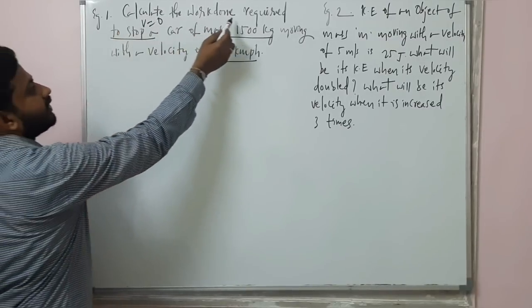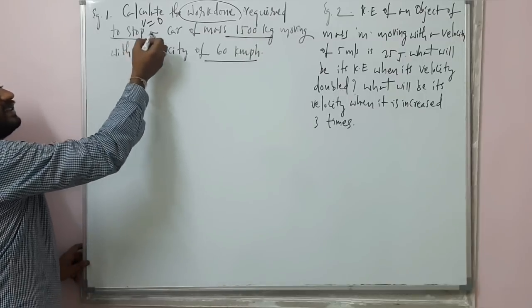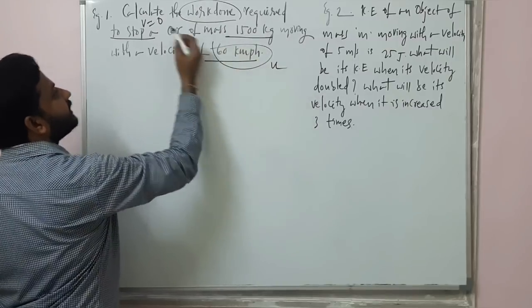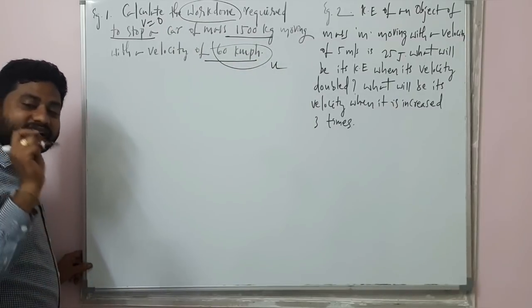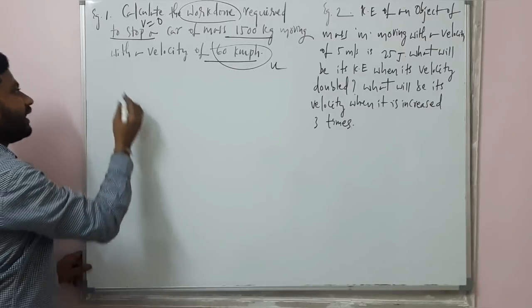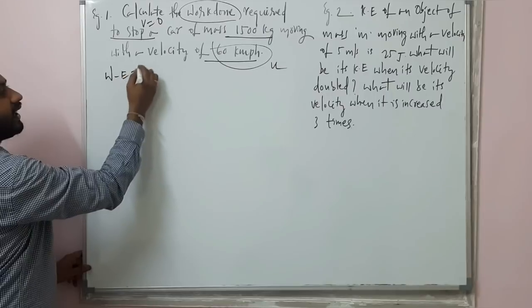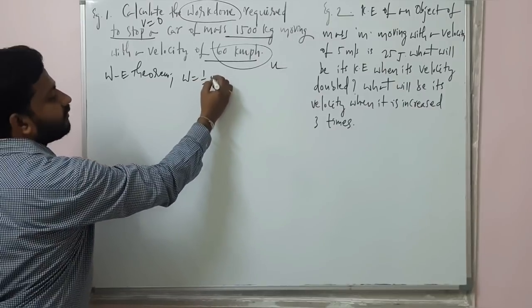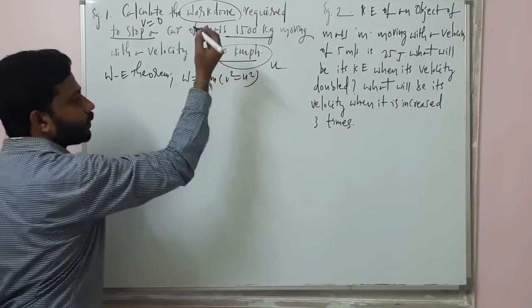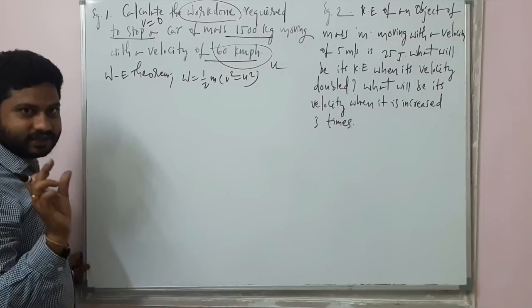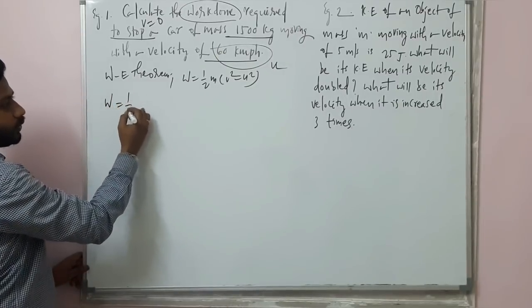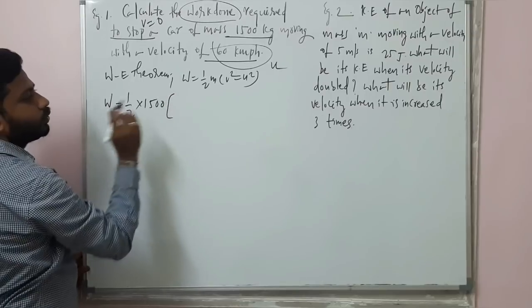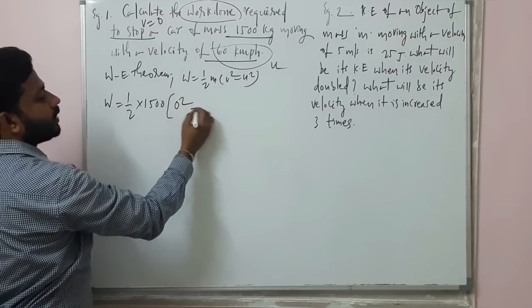We know the formula for the work done when velocities have been mentioned here. Initial velocity is this one and the final velocity is this. When initial and final velocities are mentioned, we have discussed that according to the work energy theorem, W is equal to half m into v square minus u square. I hope you recollect this equation, the work energy theorem. So work done is equal to half into, what is the mass here? Mass is 1500 kilogram into v square, it's 0 square minus u square.